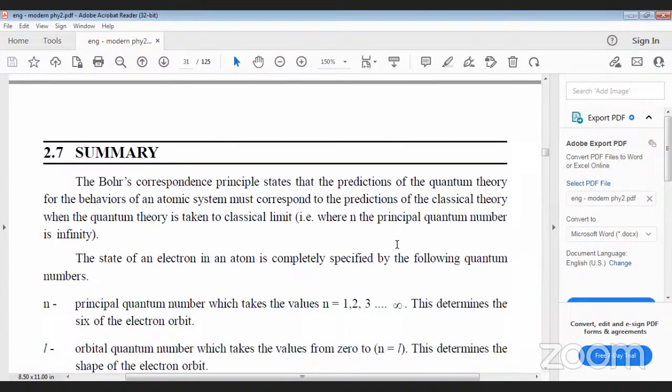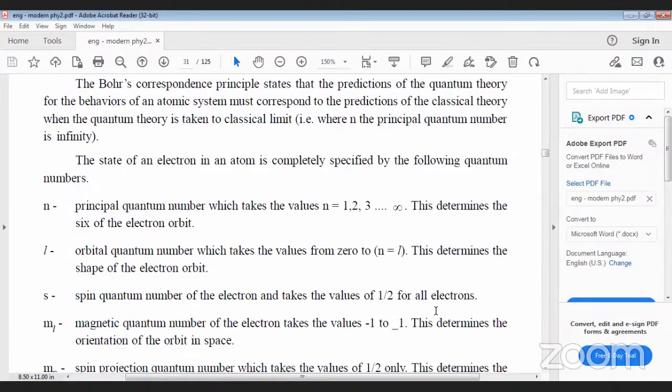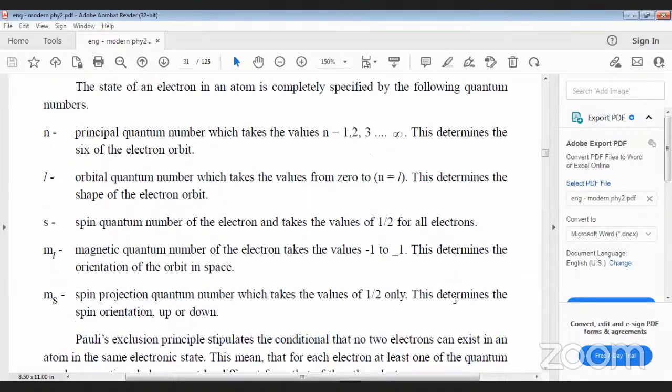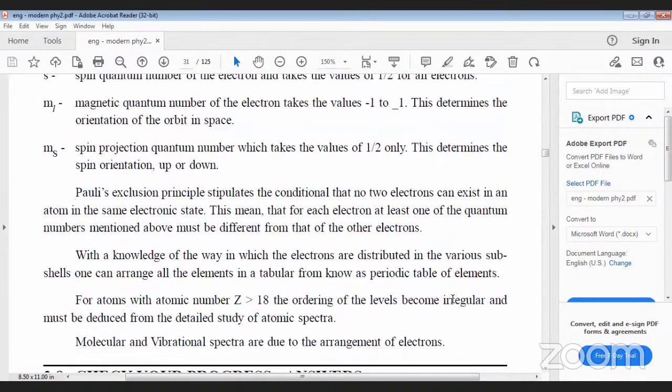We will give the counseling. So in summary, what is the principal quantum number, how it is determined, and also orbital, spin, ML, MS. From this, definitely 70% out of 100 will come. You need to know that 70% of the questions are going to come from this. Okay.